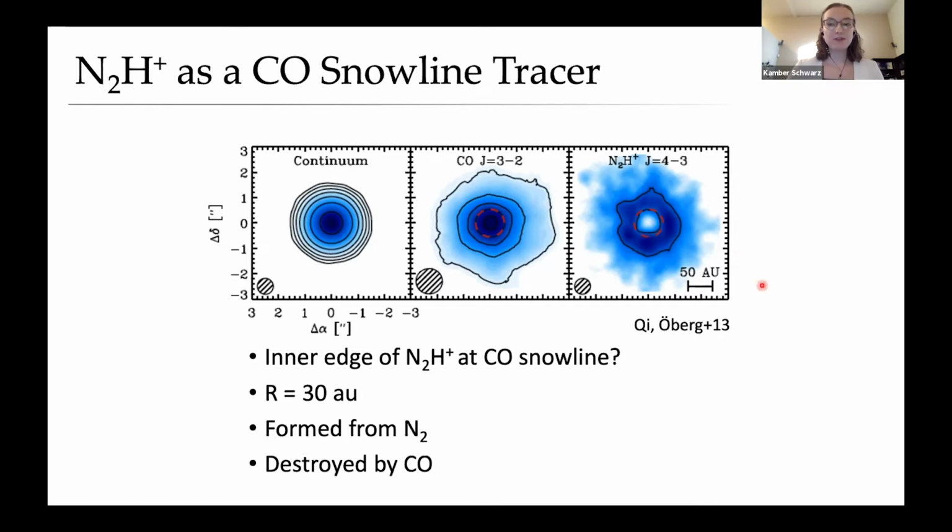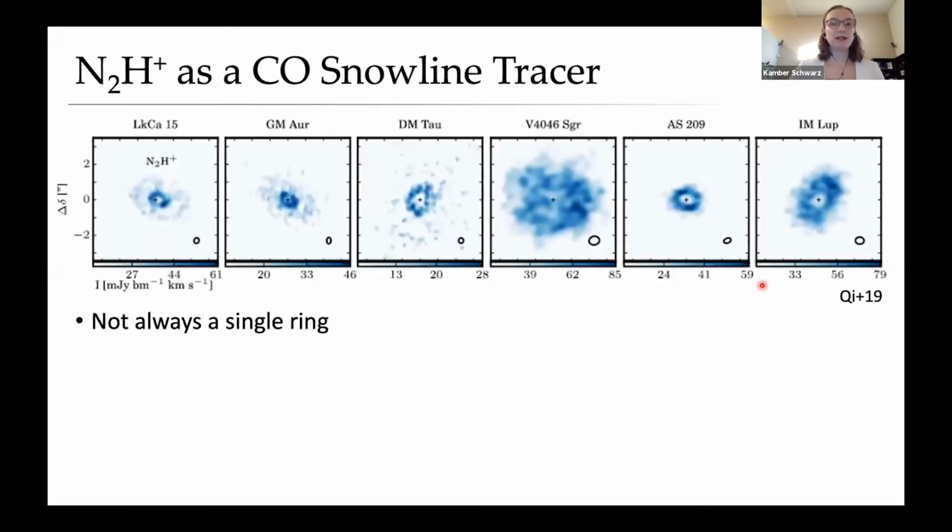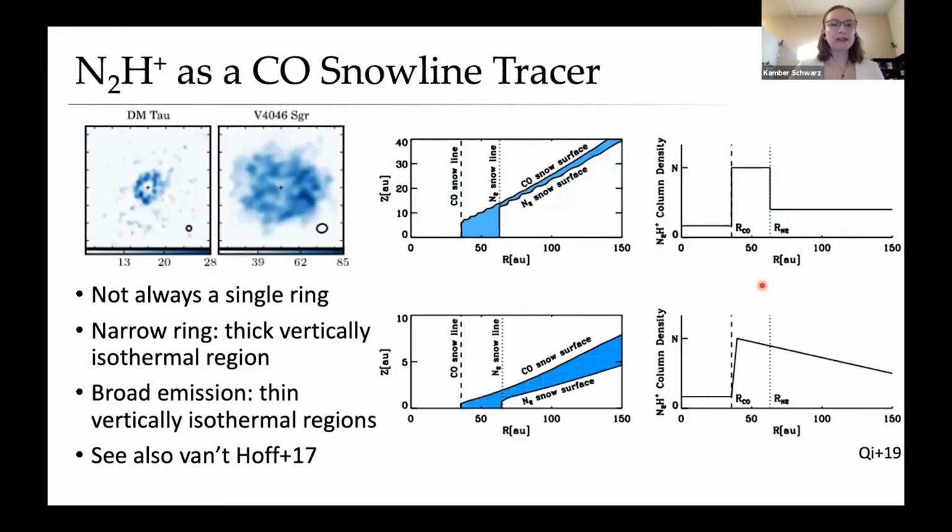Now, follow-up imaging of a larger number of protoplanetary disks showed that N2H+ emission is not always a single ring. The interpretation for this was that it depends on the physical structure of the disk. In images where you see a narrow ring of emission, the idea proposed by Chi et al. in 2019 is that you have a thick vertically isothermal region that is bounded by the CO and N2 snow lines, and this is where the majority of your emission arises.